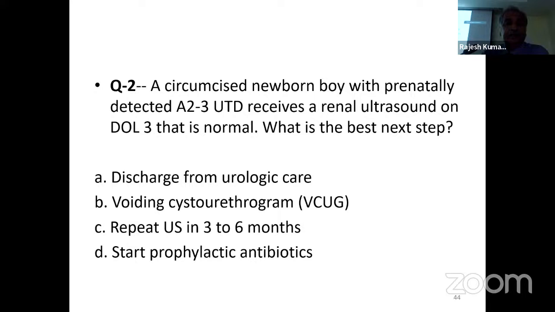So the second question is, a circumcised newborn boy with prenatally detected A2-3 UTD receives a renal ultrasound on DOL3 that is normal. What is the best next step? Right. So this is a newborn boy who has a prenatally detected high risk UTD, but on the ultrasound on the third day, it is normal. So we should repeat the ultrasound.